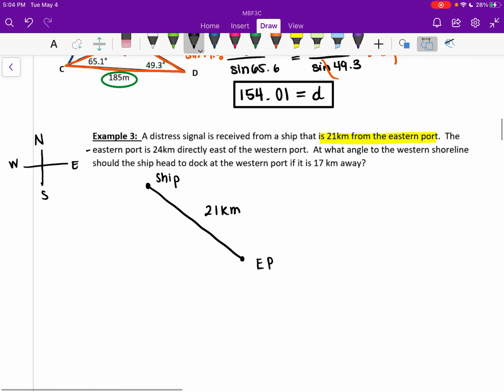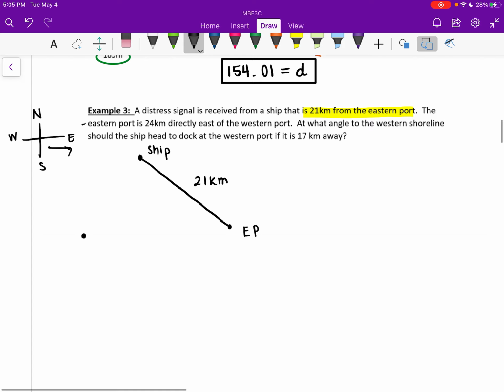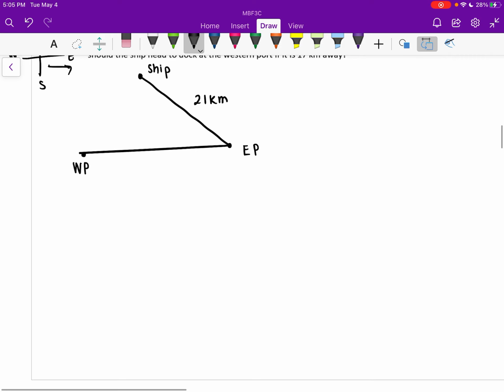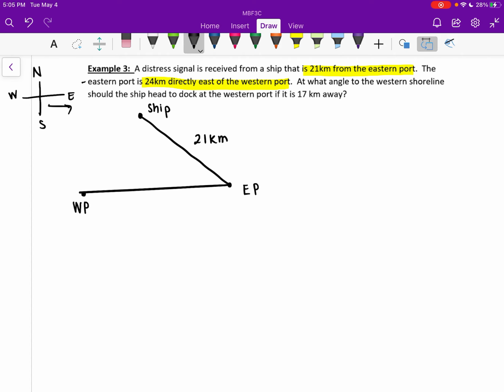So this is 21 kilometers away from each other. The eastern port is 24 kilometers directly east of a western port. So this is east, right? Because it's going this way. So west would be the opposite direction. And it says directly, so I'm just going to draw a straight line from east to west. Right? So I have that. So I'm going to label this as WP, which is western port. And it says that it is 24 kilometers directly east. So that means that that distance is 24 kilometers.